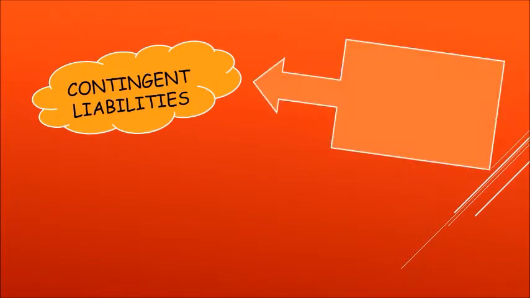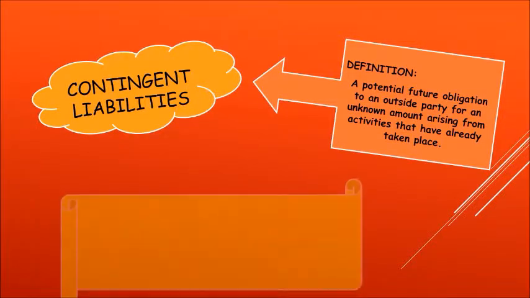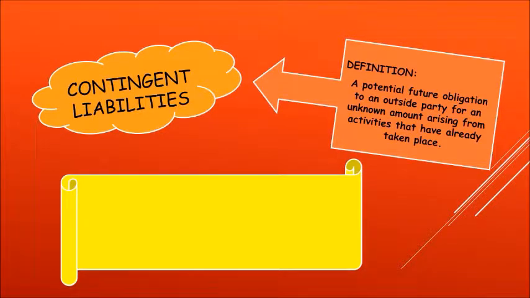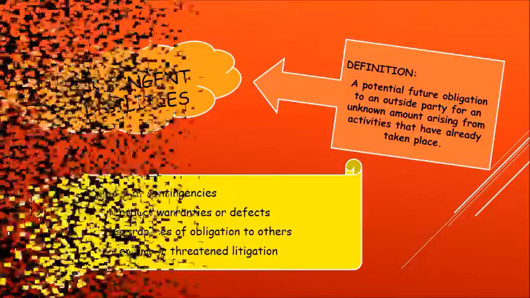Contingent liabilities are defined as a potential future obligation to an outside party for an unknown amount arising from activities that have already taken place. There is a risk that they will not be completely and properly disclosed. Examples of contingencies include: 1. Product warranties or defects. 2. Guarantees of obligations to others, for example, a corporate guarantee given to lenders for loans to another party. 3. Pending or threatened litigation, for example, pending litigation or court cases, and options to purchase.